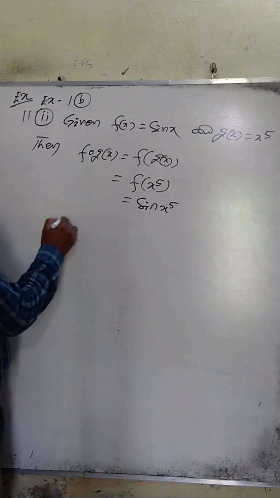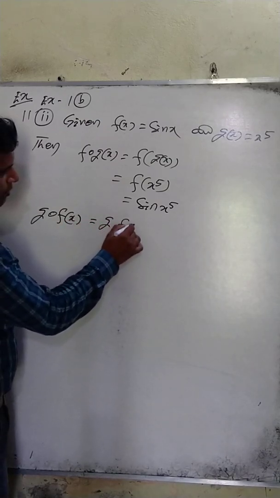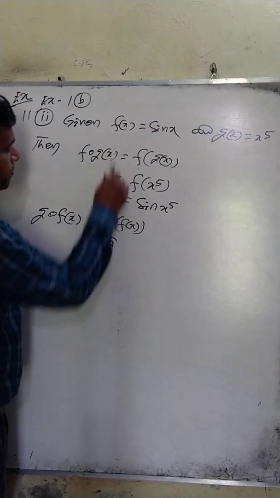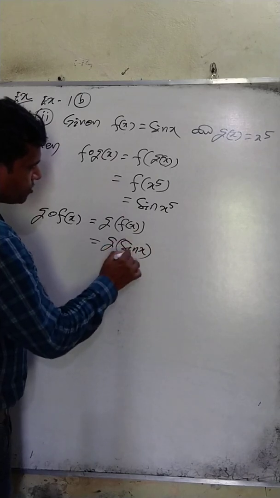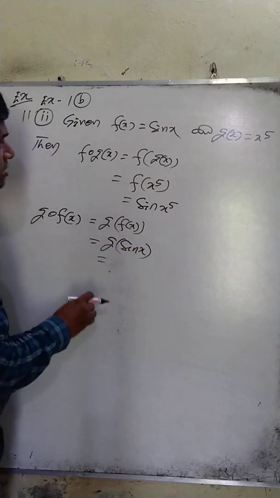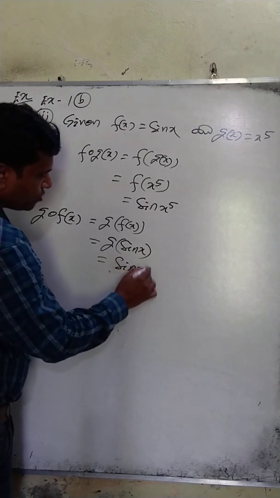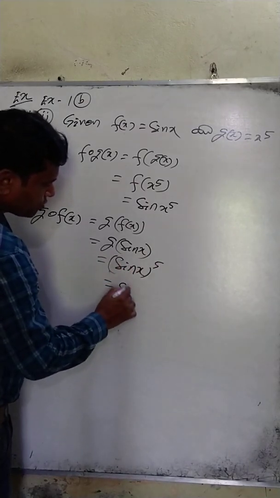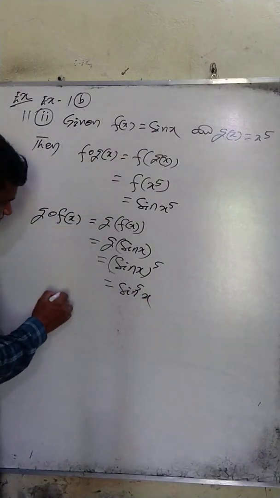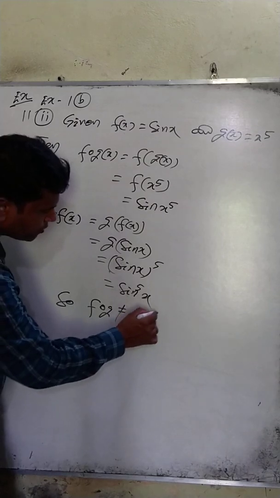Similarly, (g composite f)(x) = g(f(x)) = g(sin x) = (sin x)^5, or sin to the power 5 x. So f composite g is not equal to g composite f.